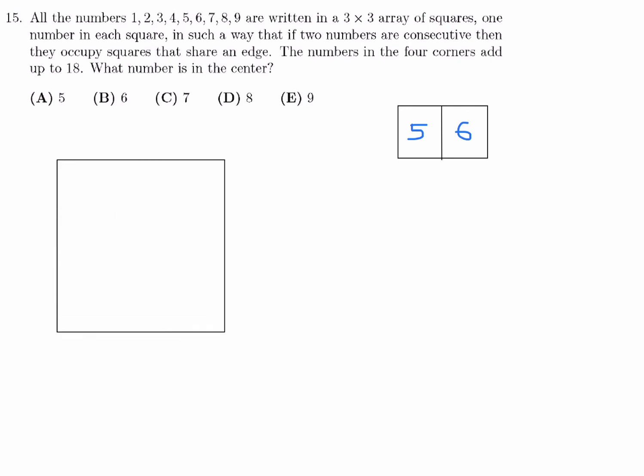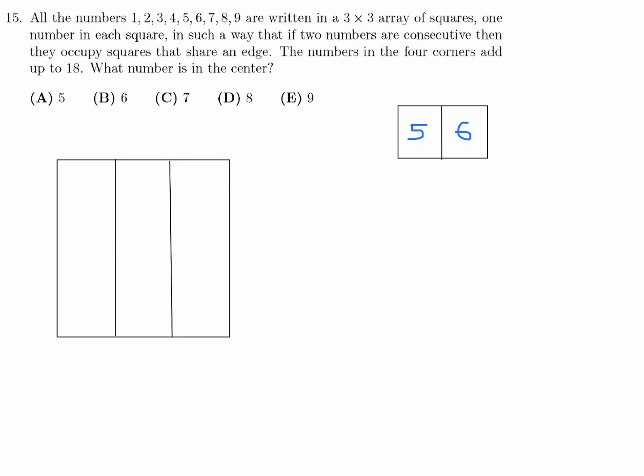This is a little bit of trial and error, which is always a bit of a time drain, but it is what it is. Okay, so let's make my 3 by 3, and here we go. For my first square, I'll just keep it simple. I'll just try to go in order: 1, 2, 3, 4, 5, 6, 7, 8, 9. Everything shares an edge, right?